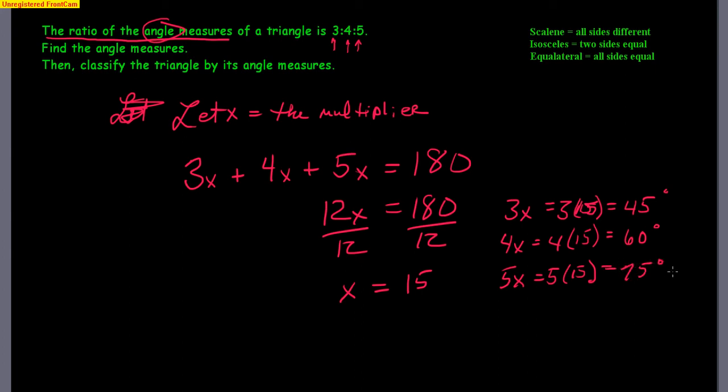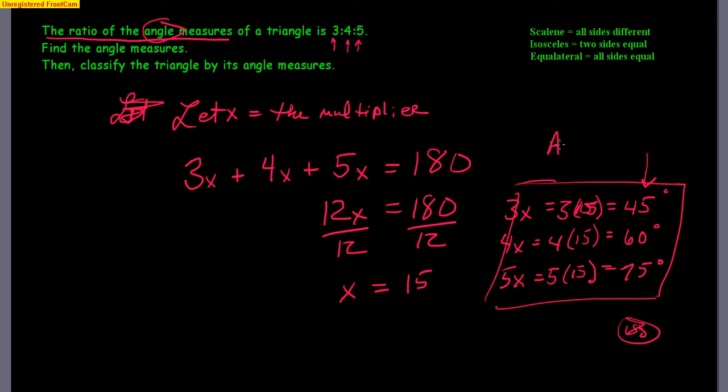Now, these all should add up to 180. I'm going to do a quick check. 5 and 5 is 0, and carry the 1. Yeah, I get 180. Cool. So here's the big answer we're looking for. These are the angles of the triangle, the actual angles. And classify it. Well, all of these are less than 90, so that would be an acute triangle, because they're all less than 90.